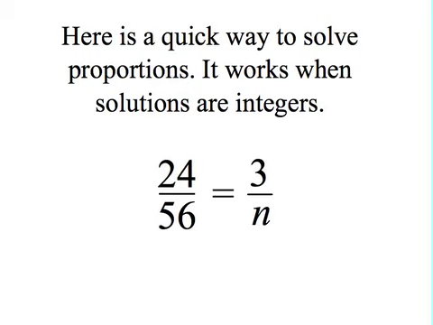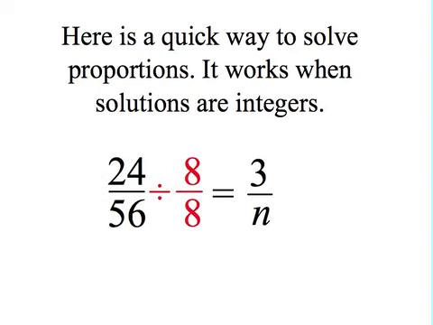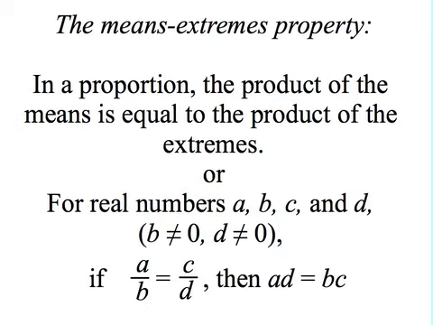And here's another proportion. 24/56 is equal to 3/n. And this time, we'll do 24 divided by 8 to get 3. So then we'll do 56 divided by 8 to get n. And just as you can multiply anything by 1 without changing it, you can divide by 1 without changing a number. So 56 divided by 8 is 7, so n is equal to 7. So we can say that 24 is to 56 as 3 is to 7.